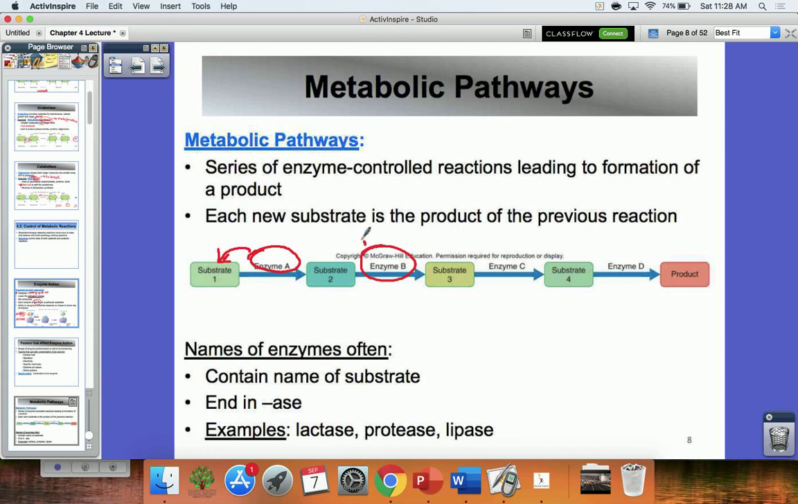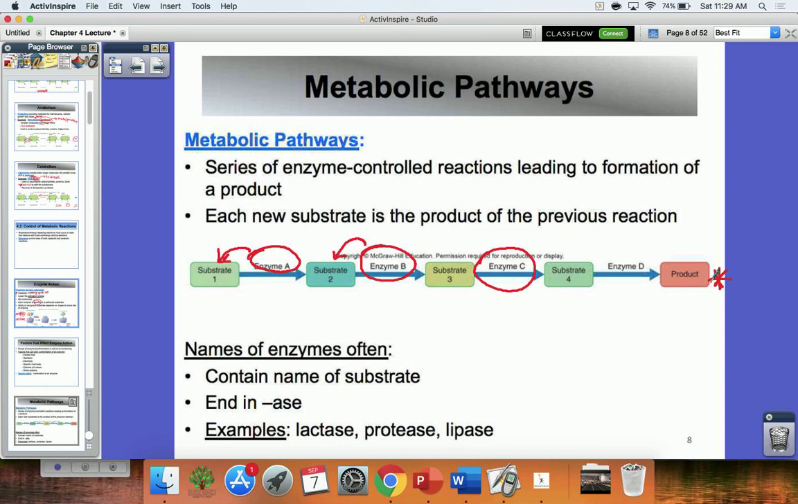And so that substrate will bind to that enzyme. It will produce a product, and that product could then be the substrate for the next enzyme. And that could continue to happen until we get what we really want, which is our final product. And this could also be used as a negative feedback mechanism, where if we have too much of that product, it could slow down substrate 1 from being produced or enzyme A from working.